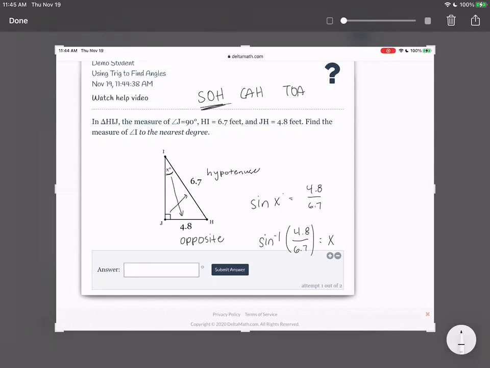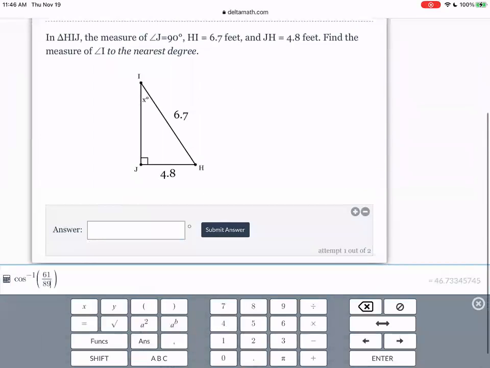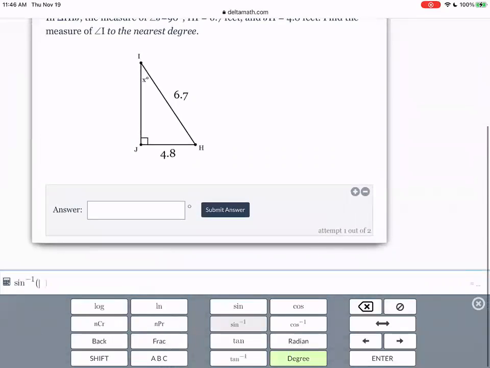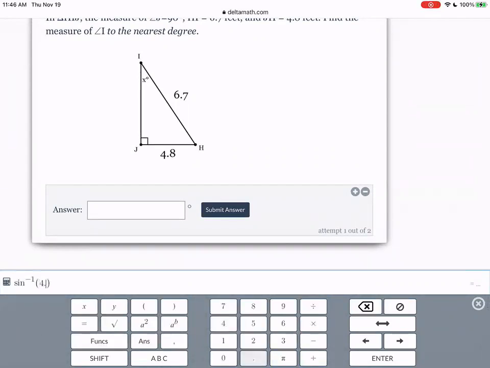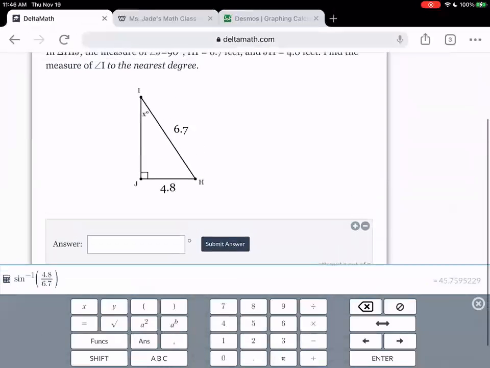I will go type it in just a moment. But before I do, are there any questions? All right, let's go type this in. Sine inverse of 4.8 over 6.7, and that gives us 45.759. We want it to the nearest degree, it says. So we look at the 0.7. That 0.7 is a large number, so that means we're rounding up the 45 to a 46. So all right, final answer is 46.